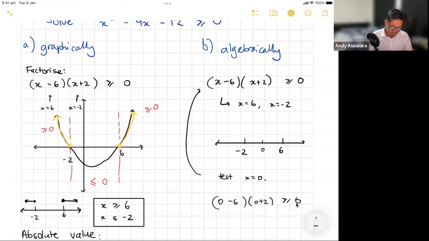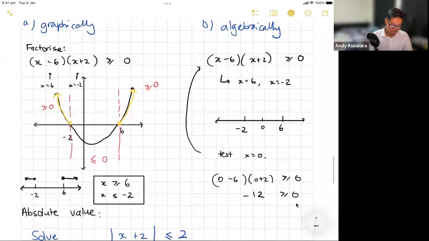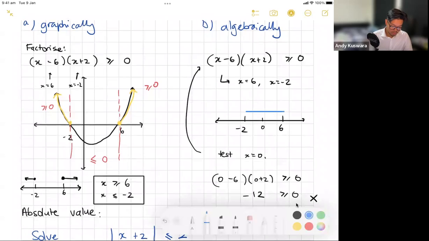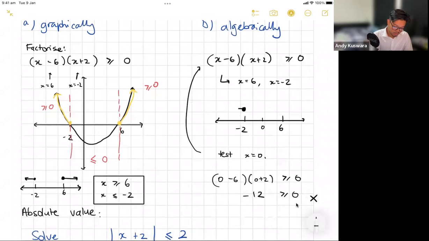So now I've got minus 6 times 2, which is minus 12. And is minus 12 greater than or equal to 0? The answer is no. So that means I'm not inside, I'm not in between the 2 and the 6. I'm actually going to be on the outer sections here. So I'm going to pick this one. I'm going to be pointing outwards, 6 and outwards.